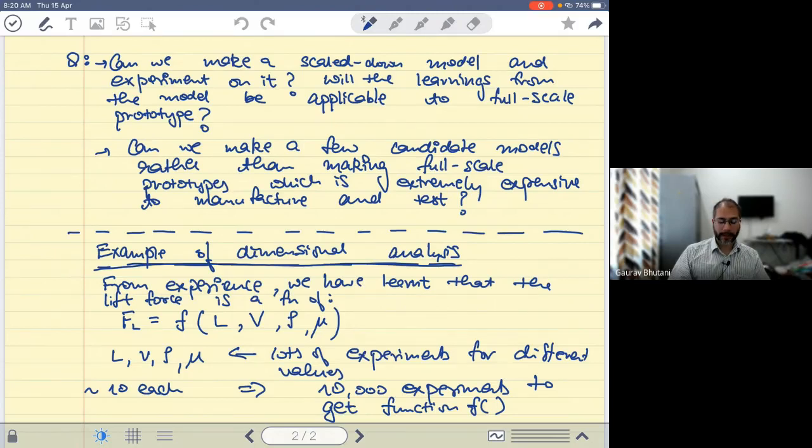But 10,000 experiments is a lot of experiments. I mean, imagine the cost associated with that. If one experiment was approximately 20,000 rupees, well, it depends, because if you have to manufacture a new wing, that part will be very expensive. But changing the flow speed may not be that expensive.